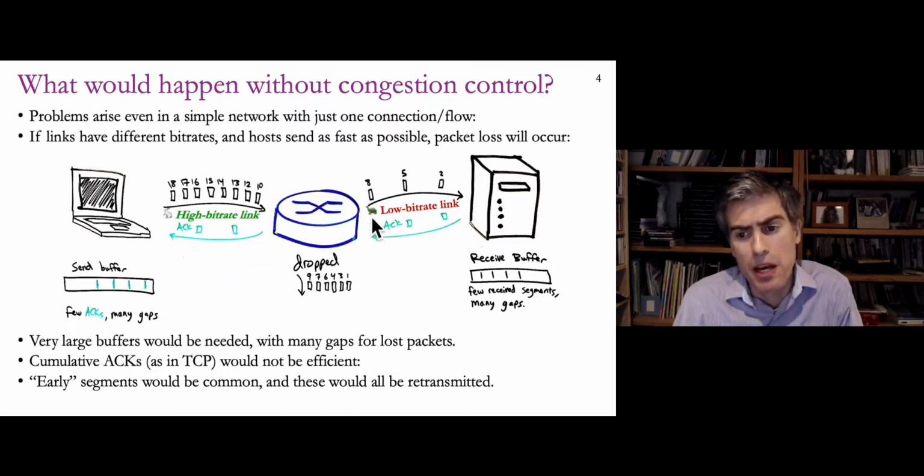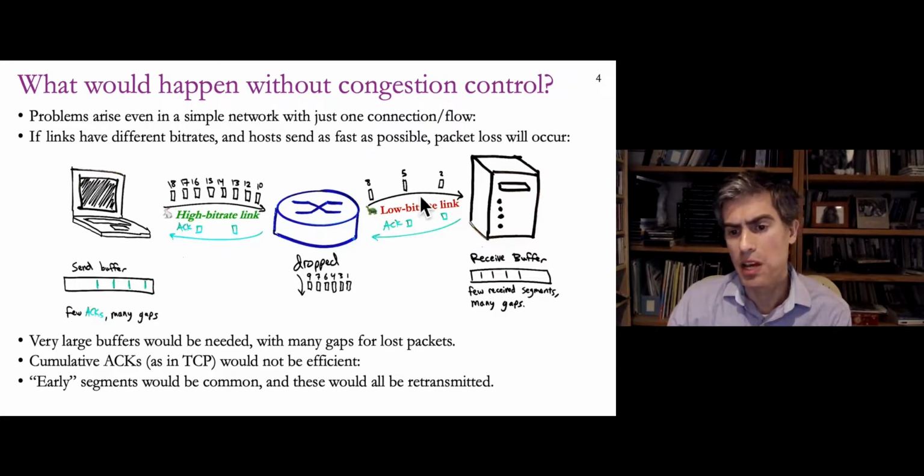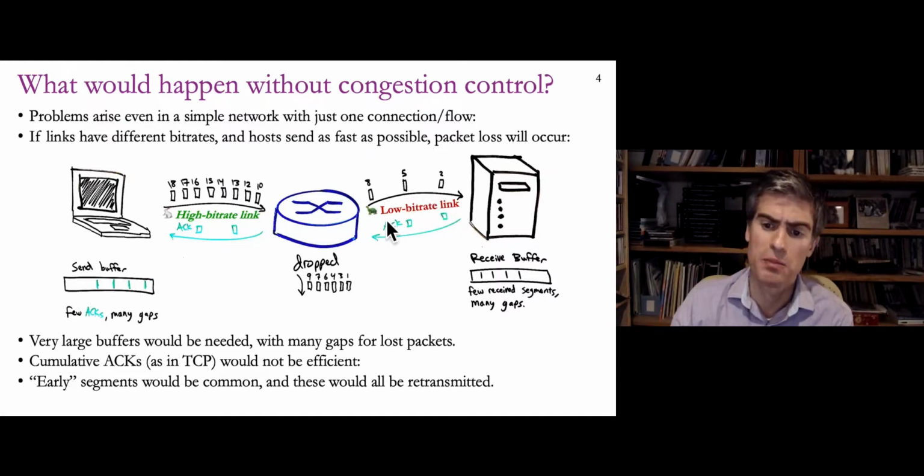Okay, so packets will be queued up in this router, and eventually they'll be dropped. A large fraction of them will be dropped. The fraction that is dropped will be whatever you get when you subtract the low bit rate from the high bit rate. That's the quantity of data that will be dropped, right? So you'll end up just having periodic packets being delivered and a lot of in-between packets being dropped.